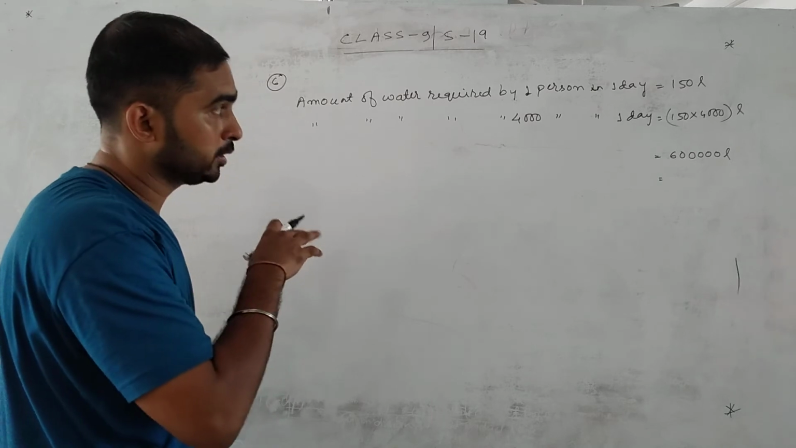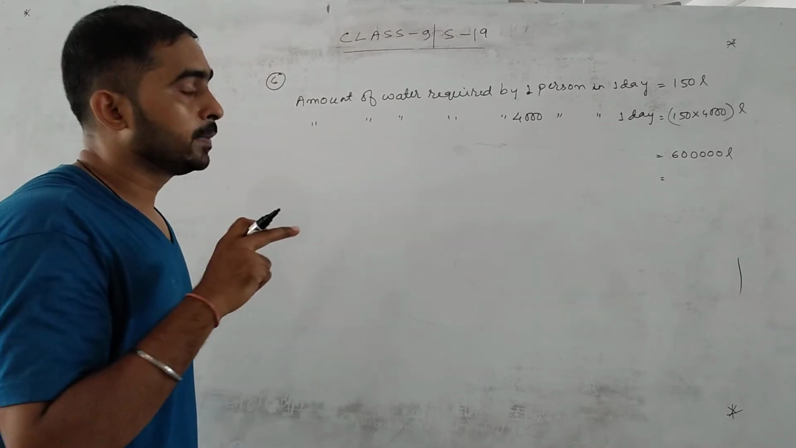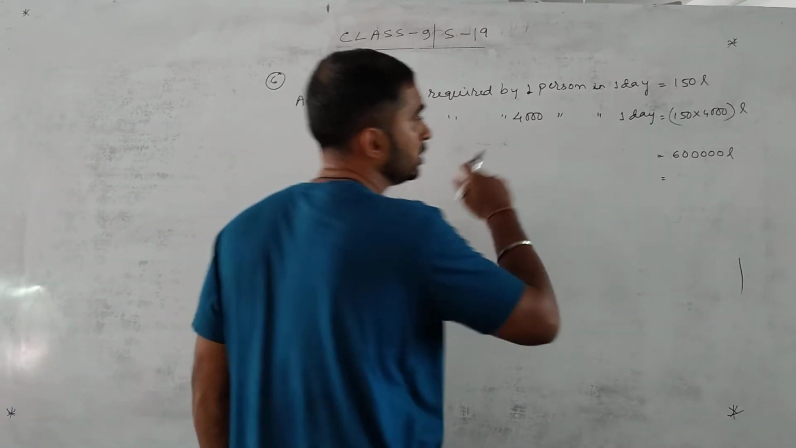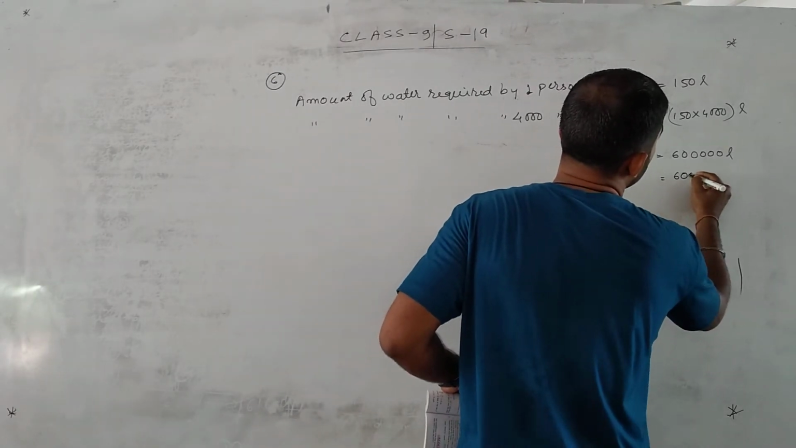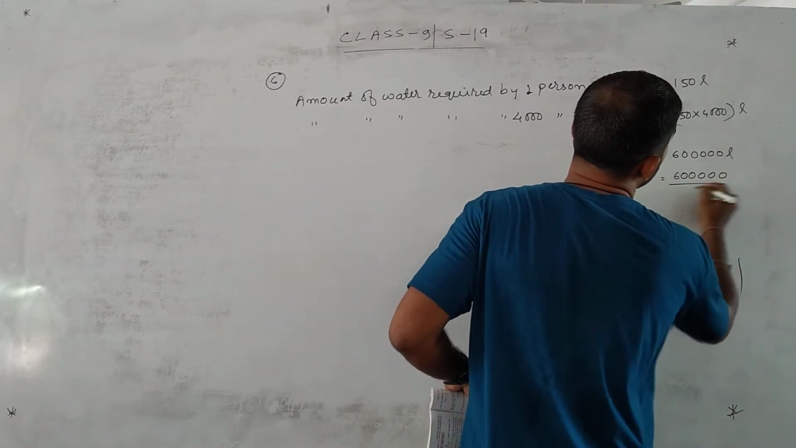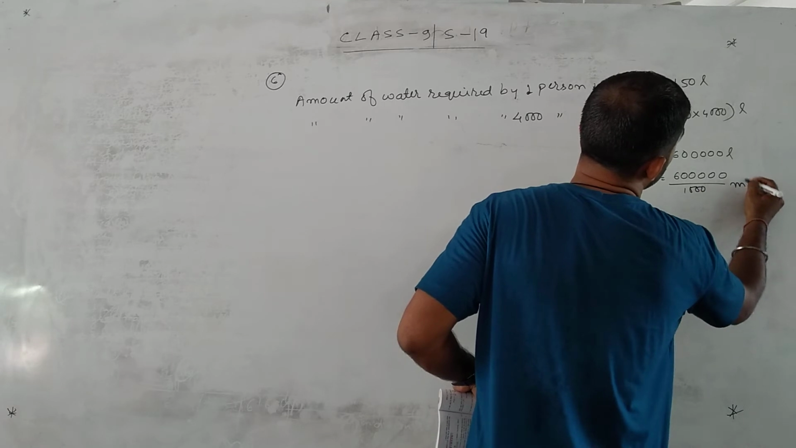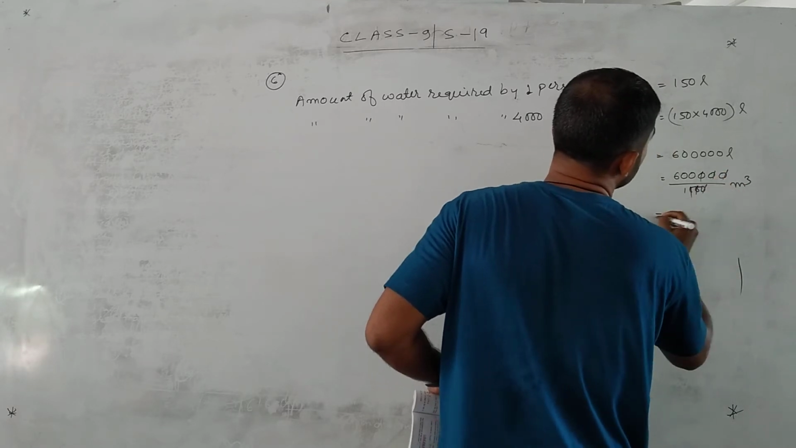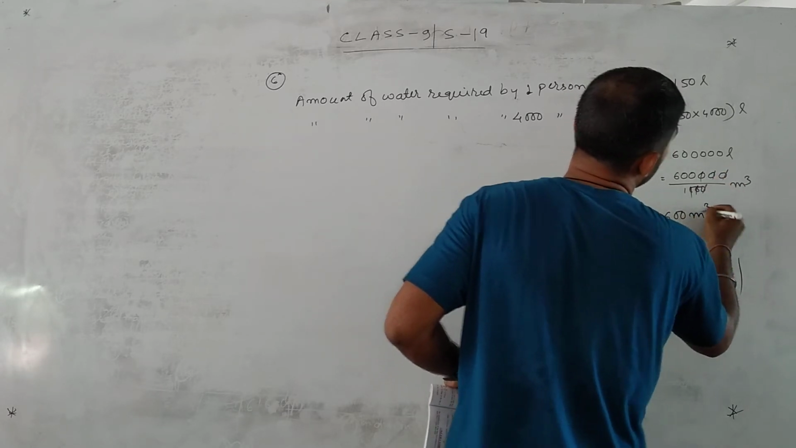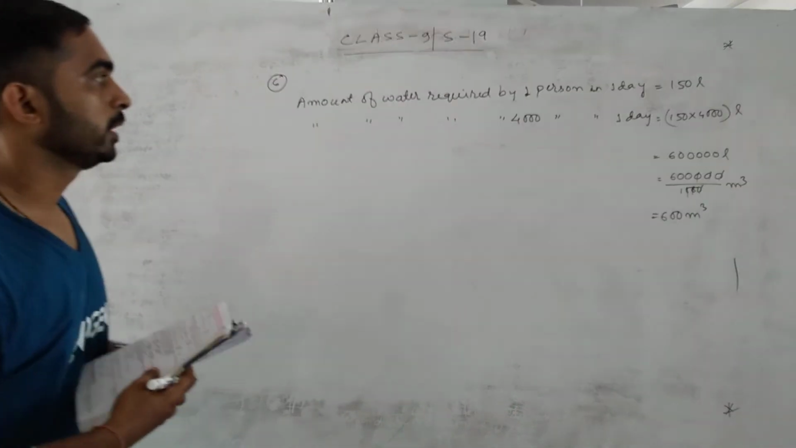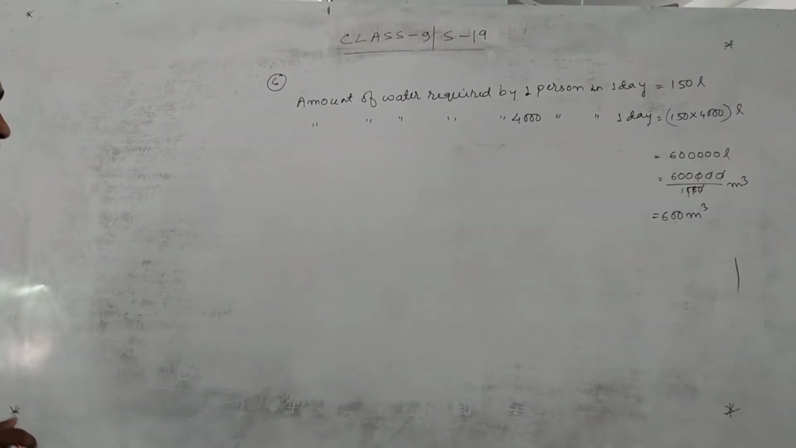Now the dimension of the tank is given in meters. So again we have to convert this into cubic meters. So divide by 1000, we get 600 cubic meters. So 600 cubic meters of water were required by 4,000 persons in one day.